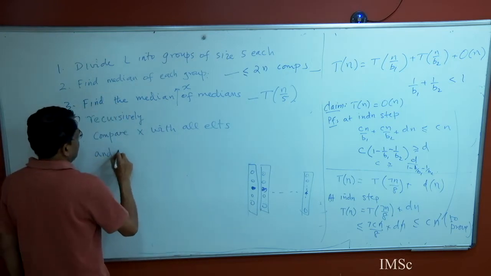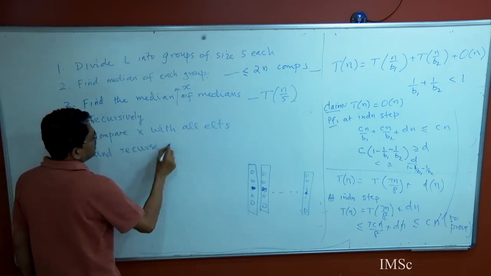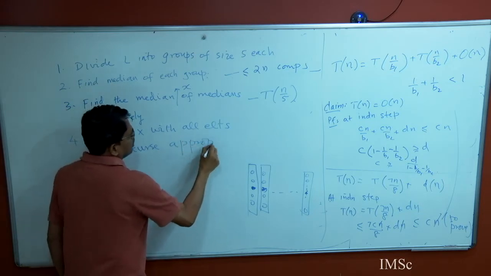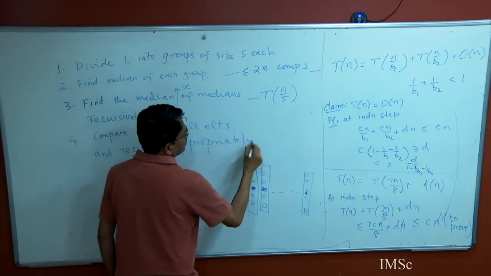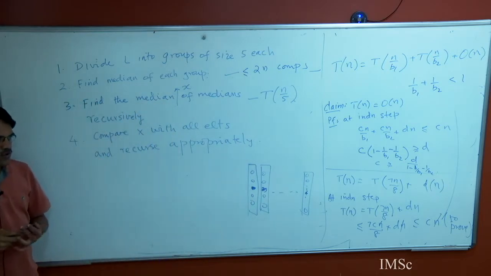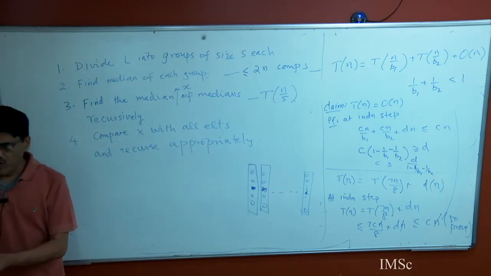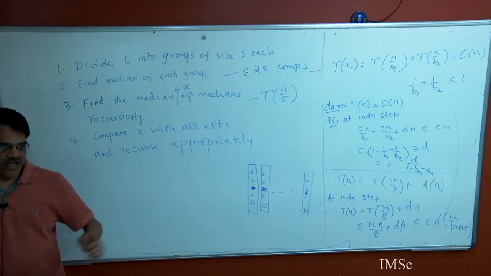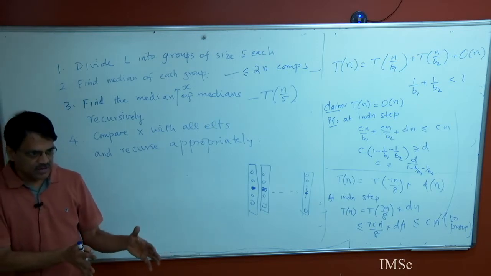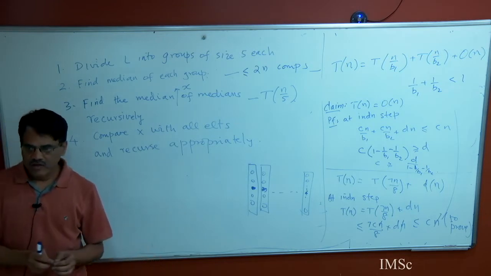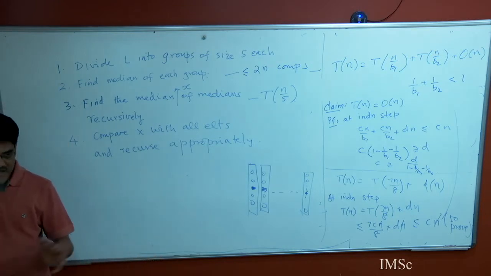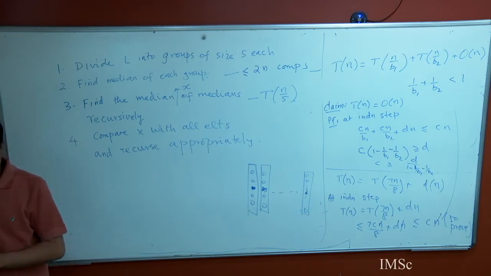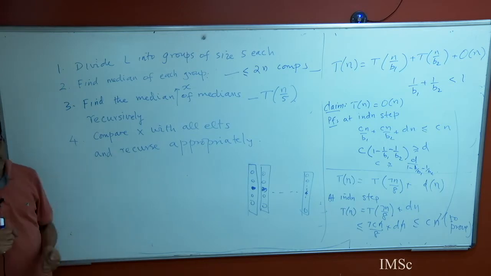And recurse appropriately. I'm going to just write this because I told you the details in the previous algorithm. So what does recurse appropriately mean? You count how many elements are less than x. If it is exactly k minus 1, x is your answer. Otherwise, if it is more than k, you have to recurse for the kth smallest element in this portion. And if there are less than k elements with x also, then go into the right side and find your kth smallest element. Okay, that's what I mean by recurse appropriately.